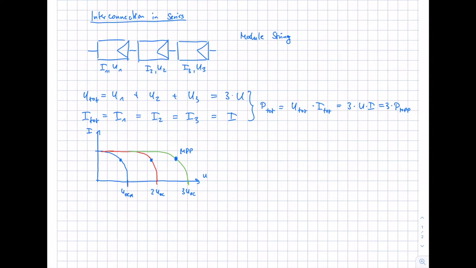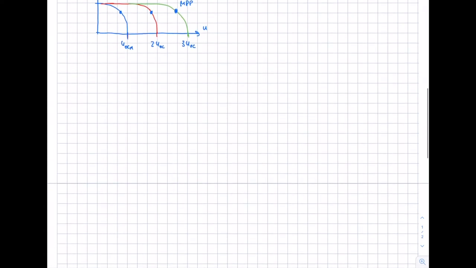How does the interconnection in parallel look like? So we have the interconnection in parallel. So what is happening now? We take our first module, then we add a second one in parallel.